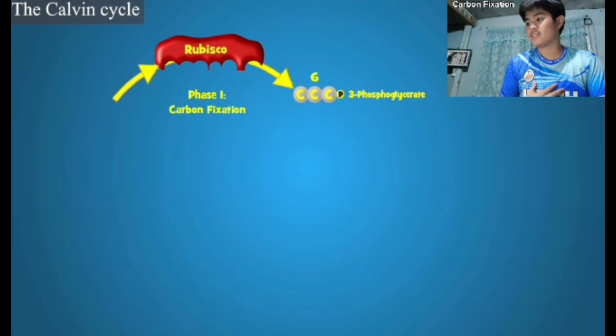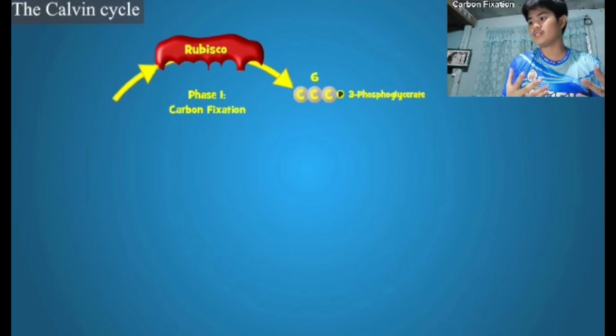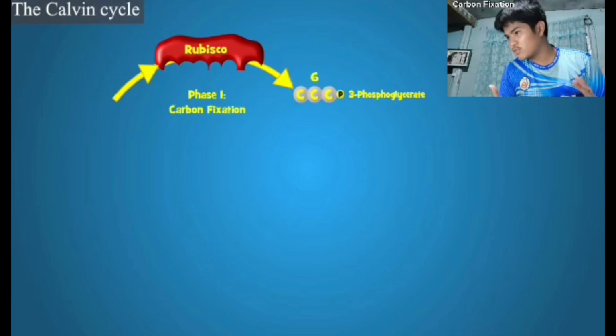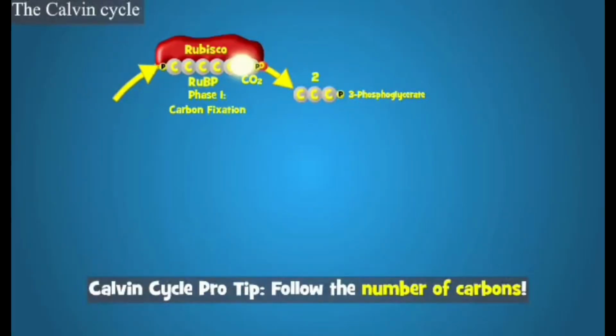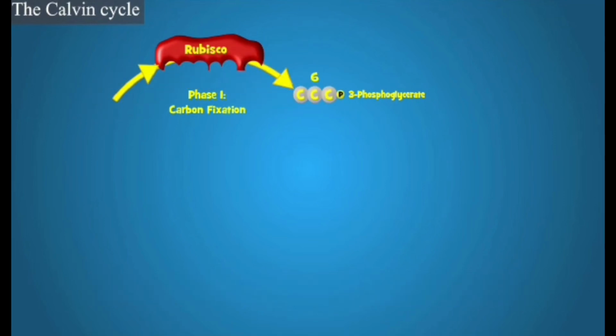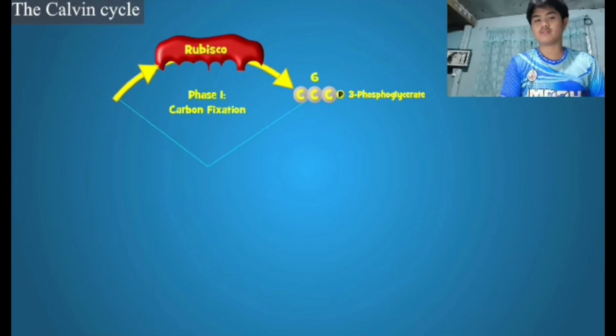This makes an unstable 6-carbon compound which immediately splits into 2 molecules of 3-PGA, or 3-phosphoglycerate, each with 3 carbons. Because it is unstable, it breaks apart into what we call 3-PGA, or 3-phosphoglycerate.